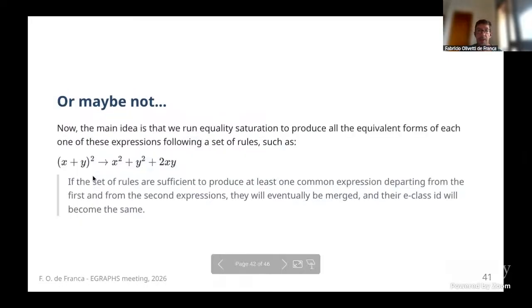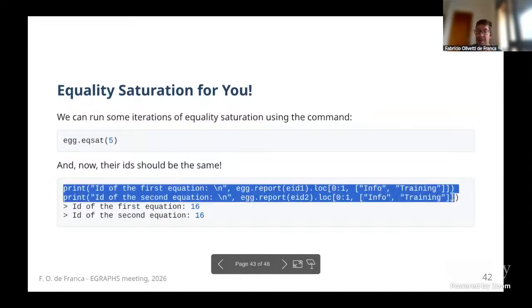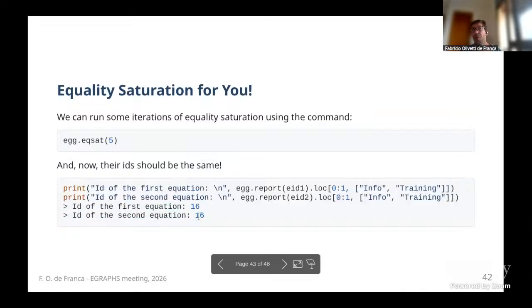But then I can run the equality saturation and apply the set of rules, right? So basically, if I do this, egg, x at 5, and then I can query again the ID of the expressions that I just inserted. And now the ID is going to be the same. So we can actually run the equality saturation and see whether 2 expressions are equivalent.